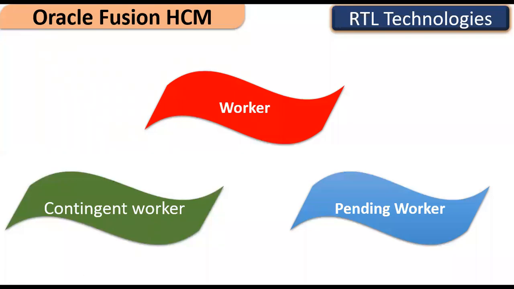In this session, we are going to discuss contingent workers. In our previous videos, we have talked about workers, meaning employees of an organization. Whenever we define the relationship between the worker and the legal employer, we call it a work relationship, which has different types. In the next session we'll discuss what a pending worker is and how to convert a pending worker to a normal worker.